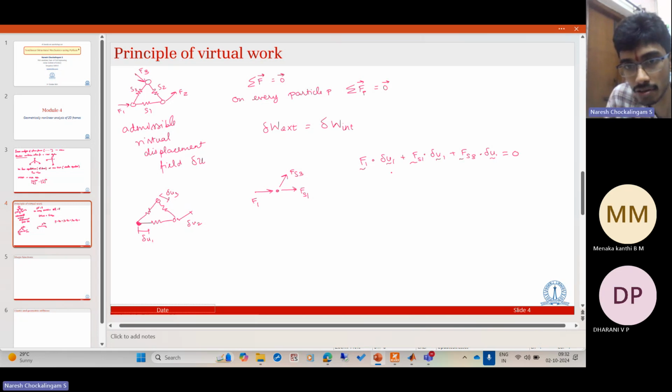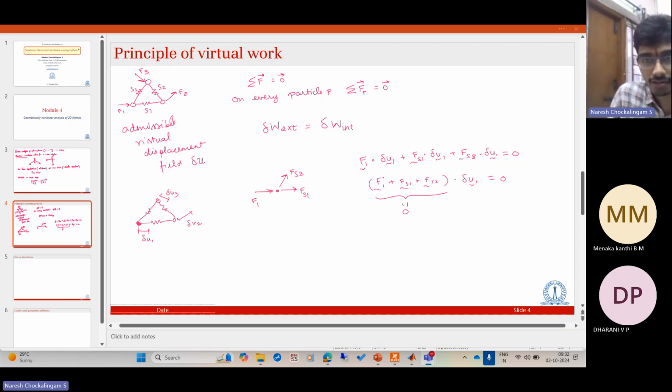And this should be equal to 0. Why? Because this can be written as F1 plus Fs1 plus Fs3, the entire thing dotted with del U1. This should be equal to 0. So this quantity is just the sum of all forces acting on this particle. So this has to be 0. This is identically 0.